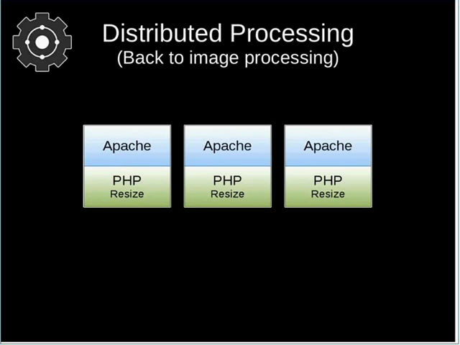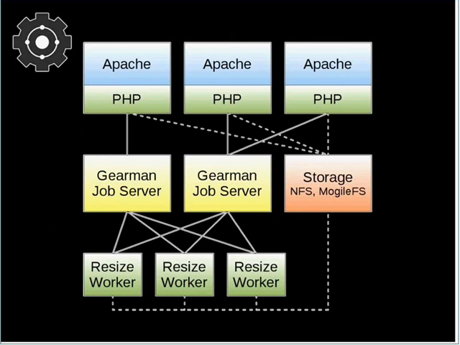So getting back to our original distributed processing example of the image manipulation, we were going from this architecture here to this more distributed architecture here. So when an image would come in to the web server, instead of actually processing that image directly inside of that web script, we're going to push that off to Gearman, and then eventually have the Gearman job server push that off to a worker.